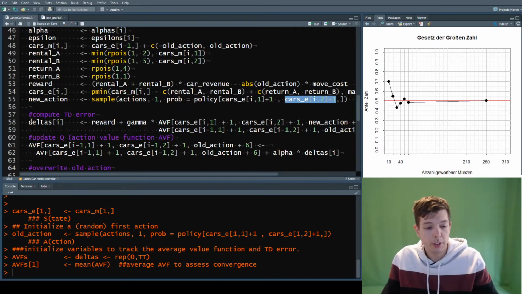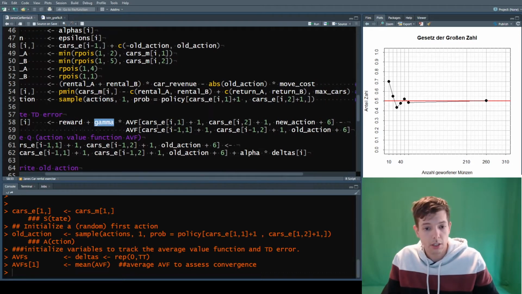Once we did that, we can compute the delta, and I'm also storing the deltas here. That's not necessary because we can also only compute the temporal difference error once and override it each time. It's the reward plus gamma times the action value function as of tomorrow, so with the cars in iteration i at both locations, and the action we are going to execute tomorrow. And we subtract from this the current value function, meaning the AVF at yesterday's cars in both locations, and our old action.